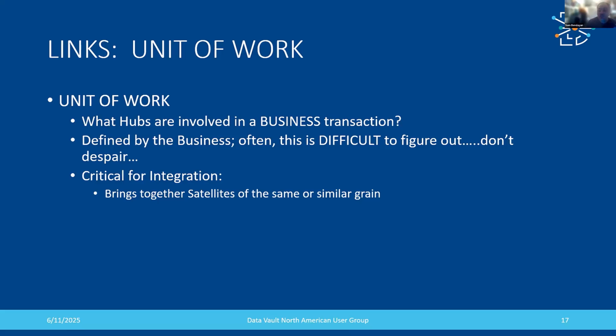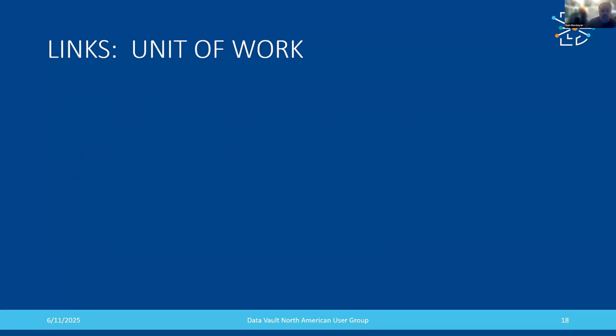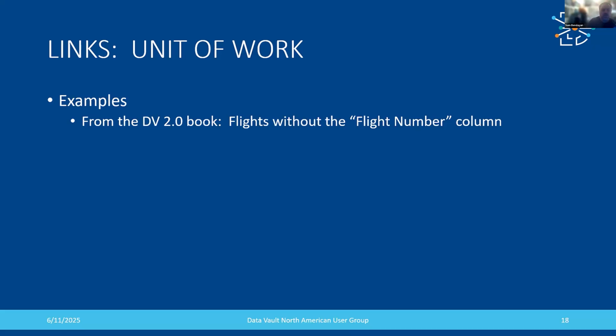And you're doing this in the raw vault from the get-go. So when you get to the business vault, this is one less thing that you need to do, because believe me, it can get messy in the business vault if you don't do this. So, just some quick examples from the DV 2.0 book. We have the famous flights example, where they talk about what happens if you don't get all the keys right and you start creating rows that never existed.